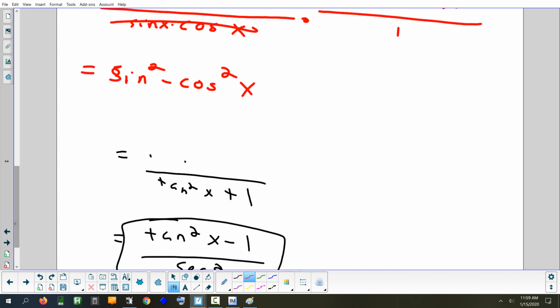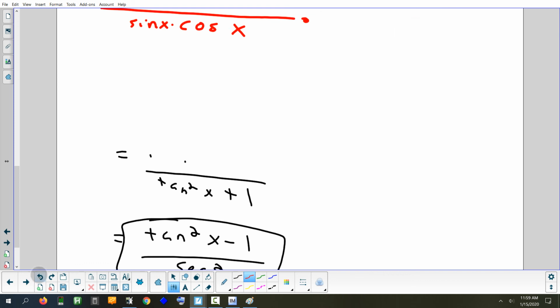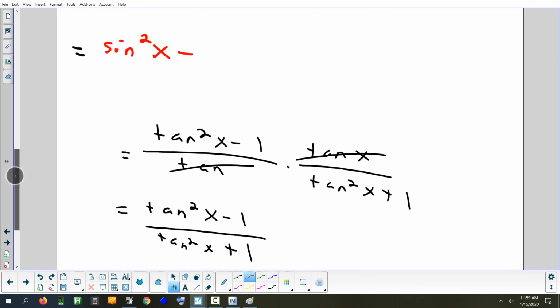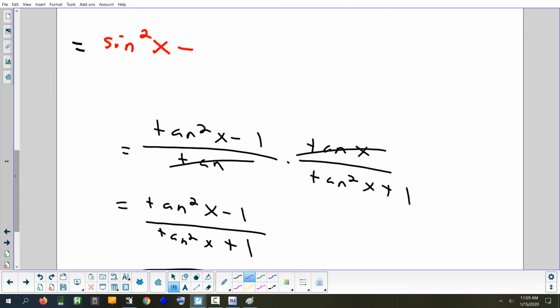So I had some work here that I erased. And what I'm going to do is I'm going to undo and see if I had that's not enough work for me to figure out what I did. That's part of it.